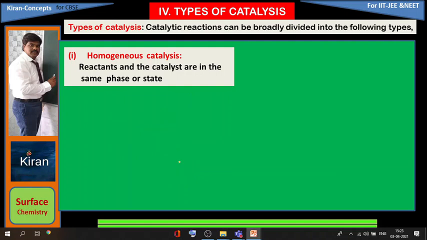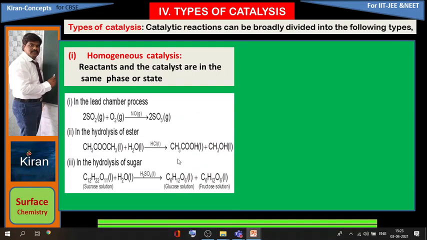I am showing you a few examples for homogeneous catalysis. Sulfur dioxide and oxygen both are in gaseous state. Nitrogen oxide is used as a catalyst to get the sulfur trioxide. So here nitrogen oxide and reactants both are existing in the same phase. That's the reason it is homogeneous catalysis.